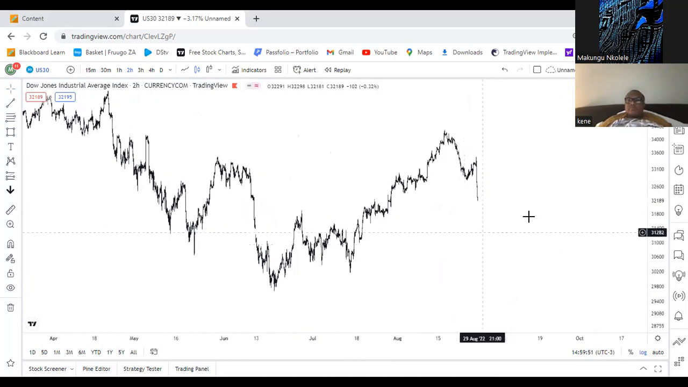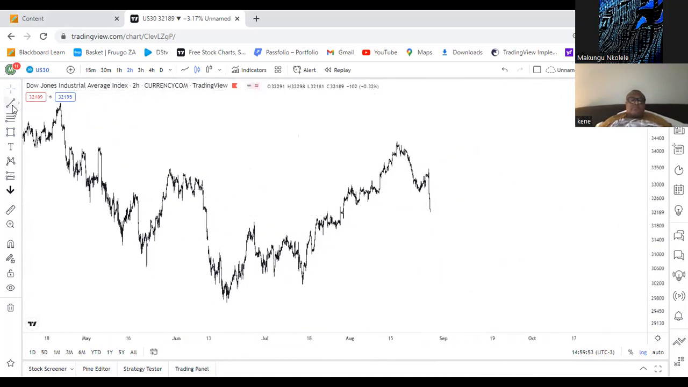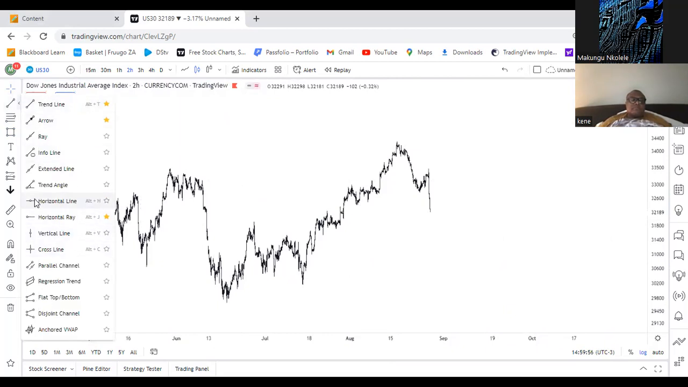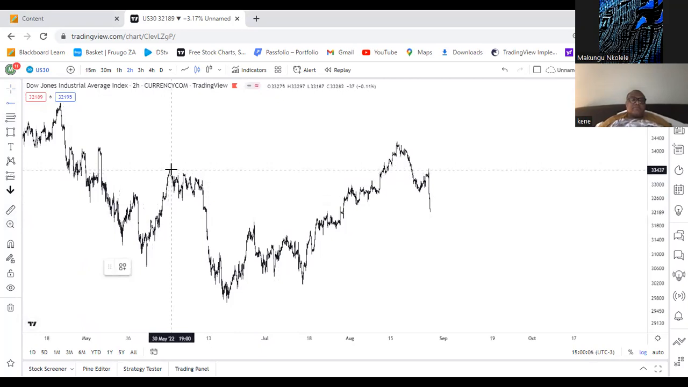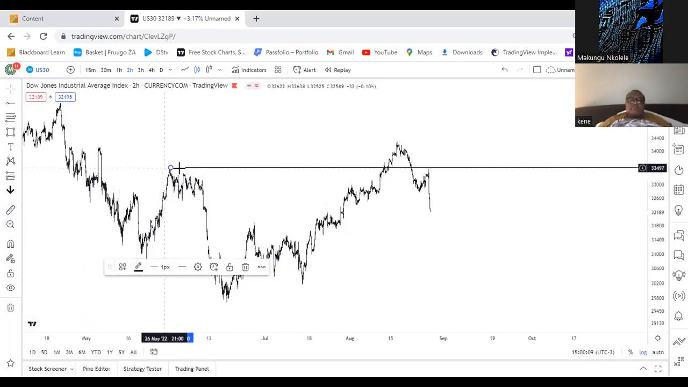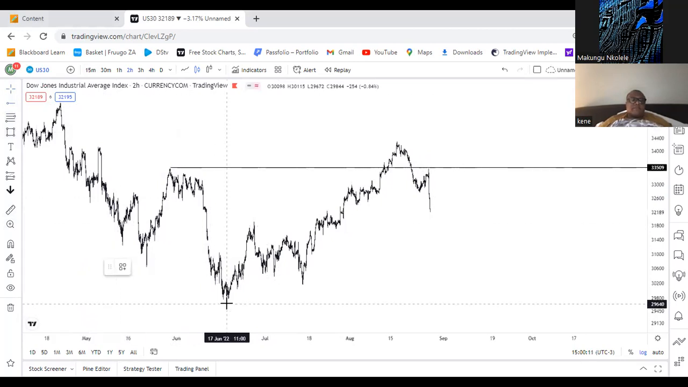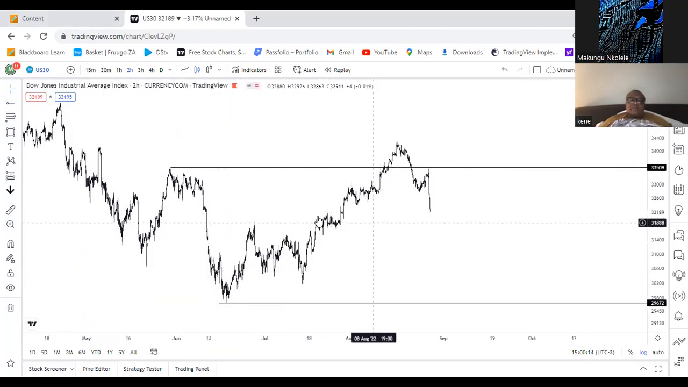So the first thing that you need to spot is the highest high and the lowest low. You're aware of what those are, no? Yes. Okay, so I'm just gonna use my horizontal ray to spot the previous highest high, which was around this area, and the previous lowest low, which is around this area. So you can see that currently the market broke through the previous highest high, and it went back inside. You can see that, huh?